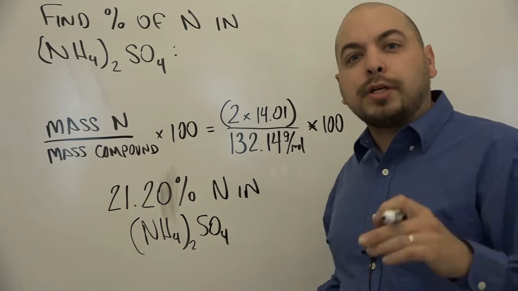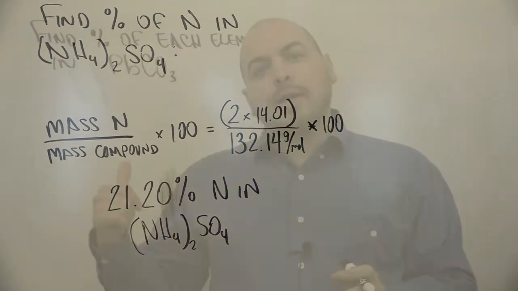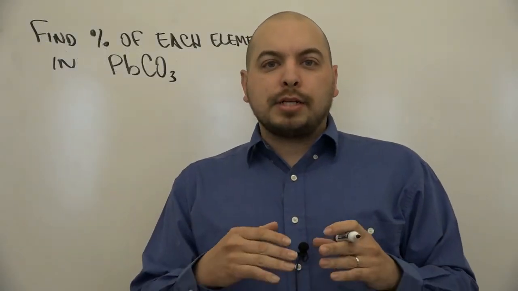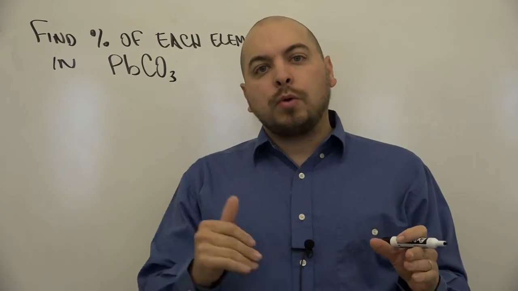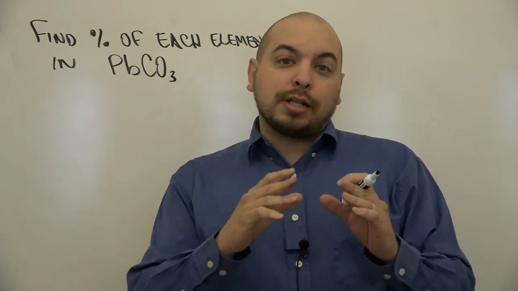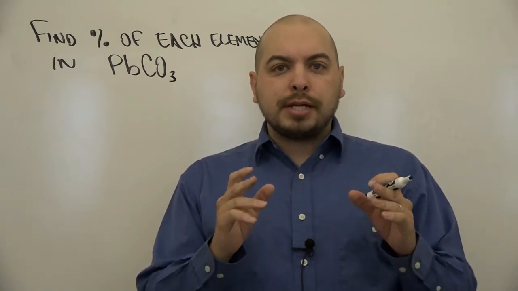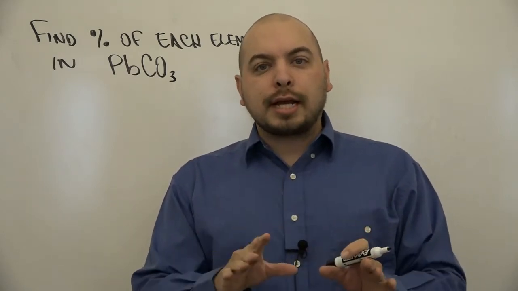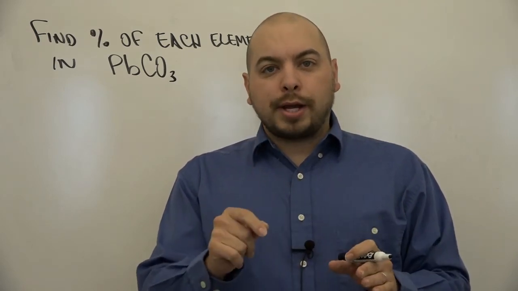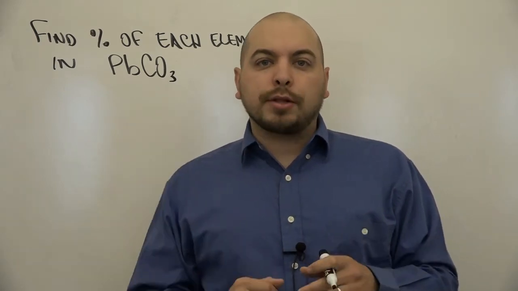Okay. Now let's do another example problem. I want you to now find, instead of just the percent composition of one element in a compound, the percent composition of each element within this compound, lead carbonate. All right, so this is lead 2 carbonate, which means it's just PbCO3. So take a second, pause the video, solve the problem. If you get stuck or get your answer, unpause the video, and we'll work through it together.